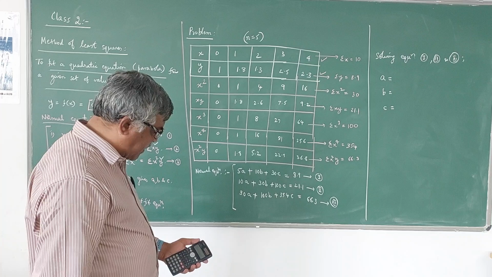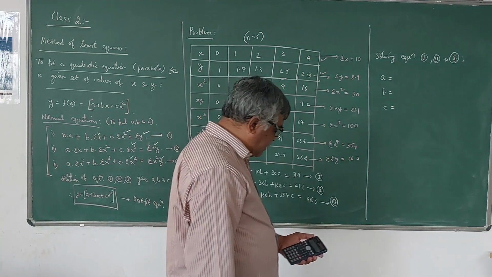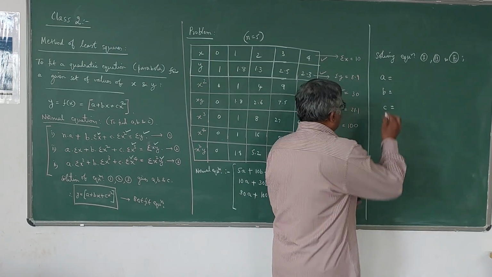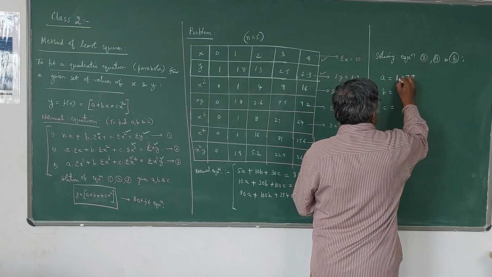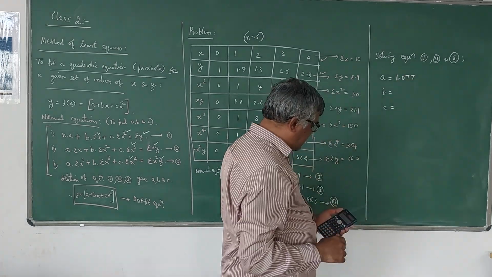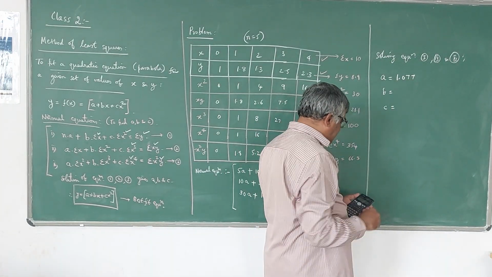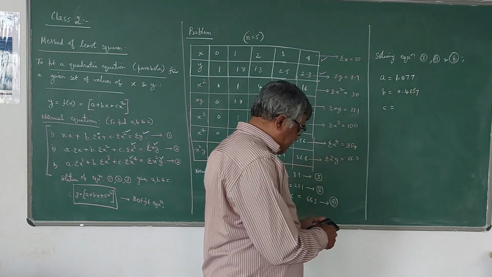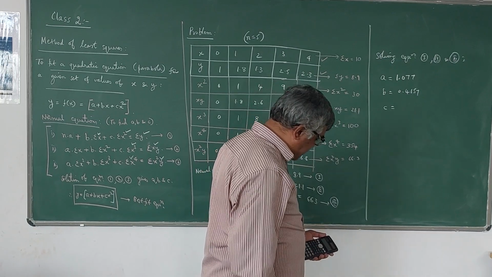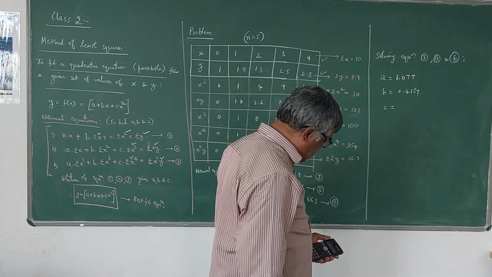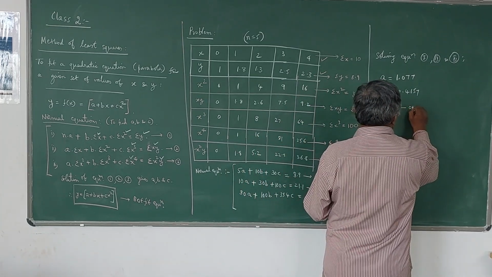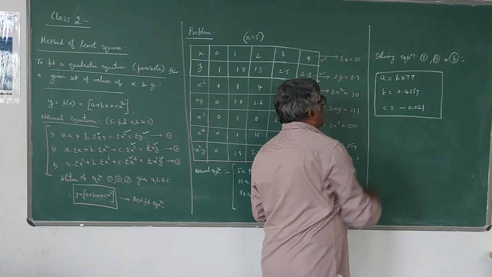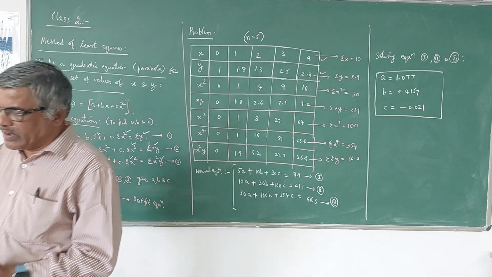Once you get all these values, you get the result in the form of X, Y, Z, where X is A, 1.077, Y is B, 0.4157, and Z is the third value, minus 0.021. So these are the values of the constants we get by solving the three equations.